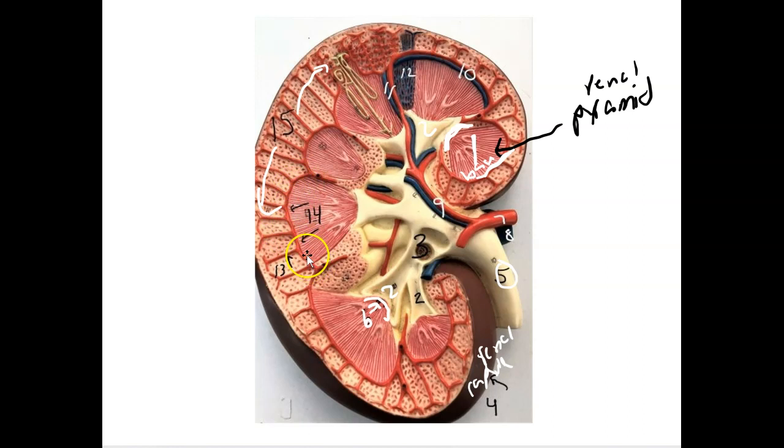And again, on a practical, I would say name the vessel. And this number 13 is definitely pointing to an artery. So this would be my interlobular artery. So hopefully that helps prepare you so when you look at the kidney in lab, you'll be able to find these structures. So this is the end of our lecture on kidney anatomy.